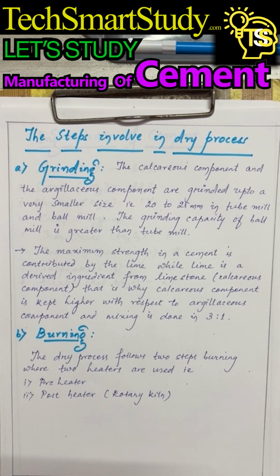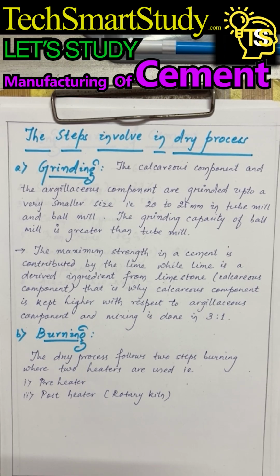The first step is grinding. The calcareous component and the argillaceous component are ground to a very small size, that is generally up to 20 to 25 mm, in tube mill and ball mill. The grinding capacity of ball mill is greater than tube mill.